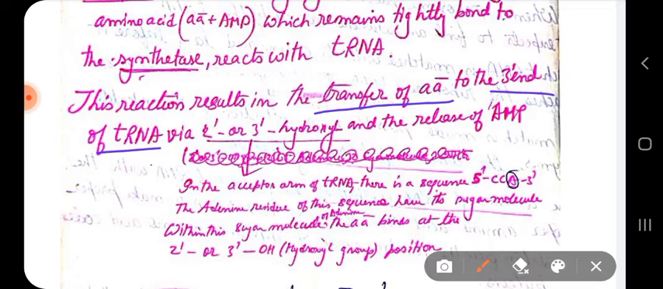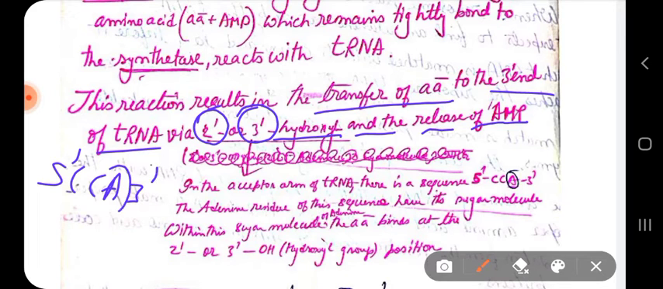This aminoacyl-tRNA synthetase catalyzes the binding of the amino acid to the tRNA through the 2 prime or 3 prime hydroxyl, and release of the AMP. Now, where do we find the 2 prime or 3 prime hydroxyl? Within the tRNA, we can see an acceptor arm, and within the acceptor arm there is a sequence called 5 prime CCA 3 prime. The adenine residue of that CCA sequence is involved in attachment of the amino acid to the tRNA, catalyzed by the aminoacyl-tRNA synthetase.